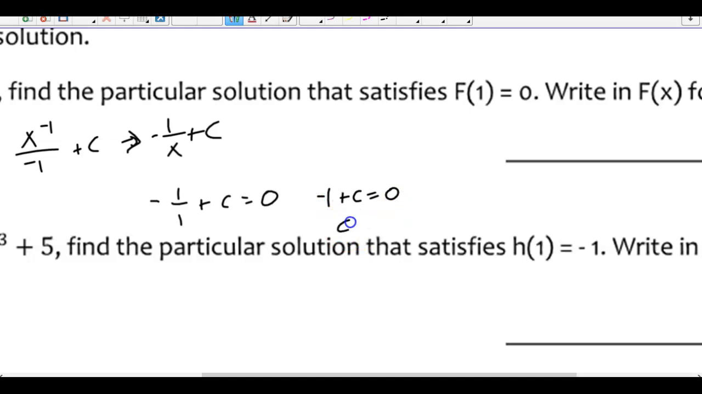So if I add 1 over, c equals 1. Now that I have c, I'm going to plug it into f of x form. So we have negative 1 over x plus 1. There's our answer right there.